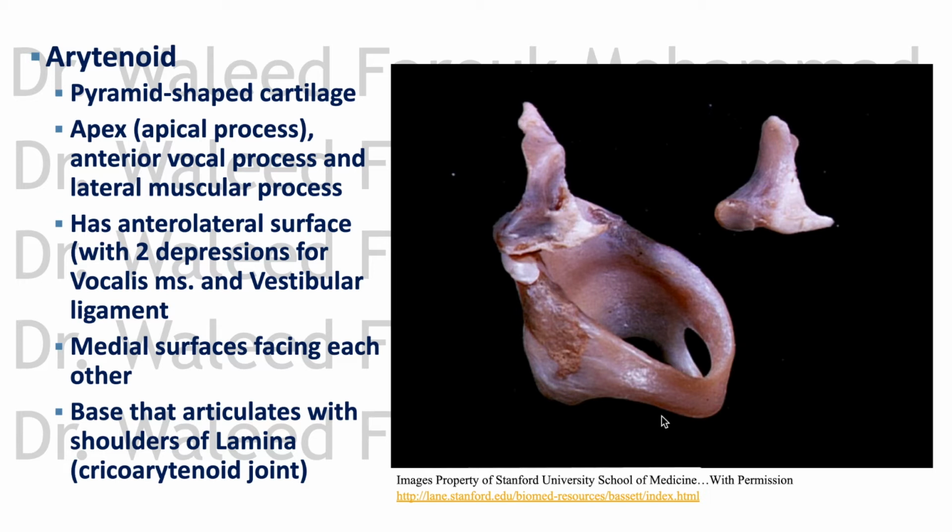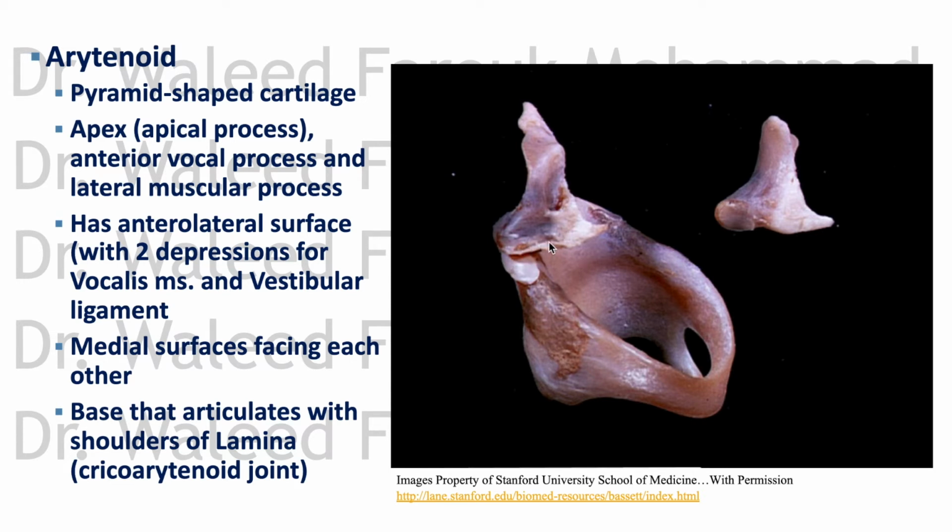Another cartilage, the arytenoid cartilage. This one is pyramidal in shape. It has an apex. It has a base. It has an anterolateral surface. It has a posterior surface and a medial surface. See, a medial surface. The medial surfaces face each other. And the base articulates with the shoulders of the lamina of the cricoid. See? It's resting on the cricoid to form the cricoarytenoid joint. By the way, the joints are plain synovial joints.